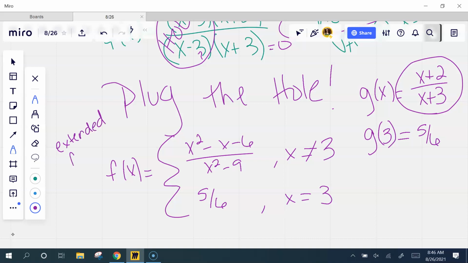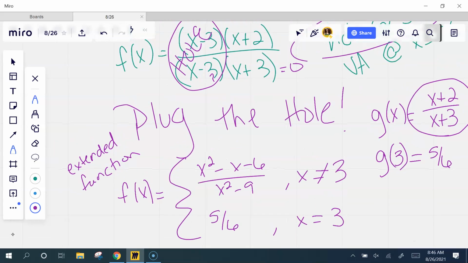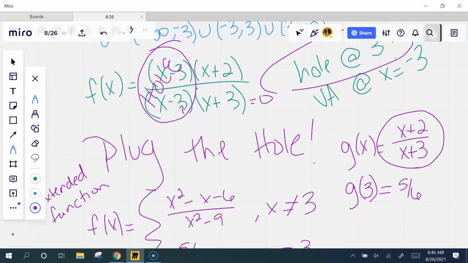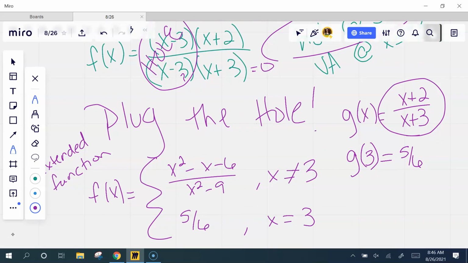So basically, let me break it down in steps. First thing that we do is we find what solves the hole. So in this case, 3. And then we plug it in once the hole. So we find the hole, we plug the hole, and we write the function.